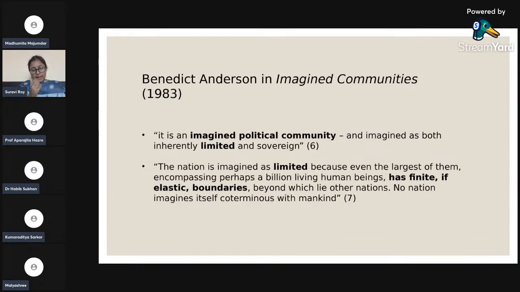And from there, I would like to go to the other important keyword in his definition, and that is the idea of limited. So the nation is imagined as limited. When he talks about imagining the nation, he's not suggesting that it's lying or fabrication, but it is the possibility or the potential of producing new ways of being, or imagining new ways of being.